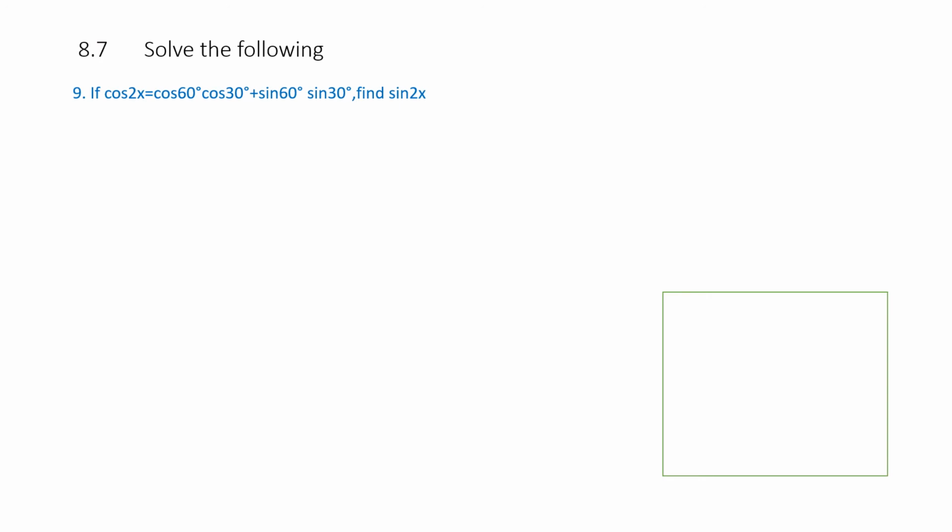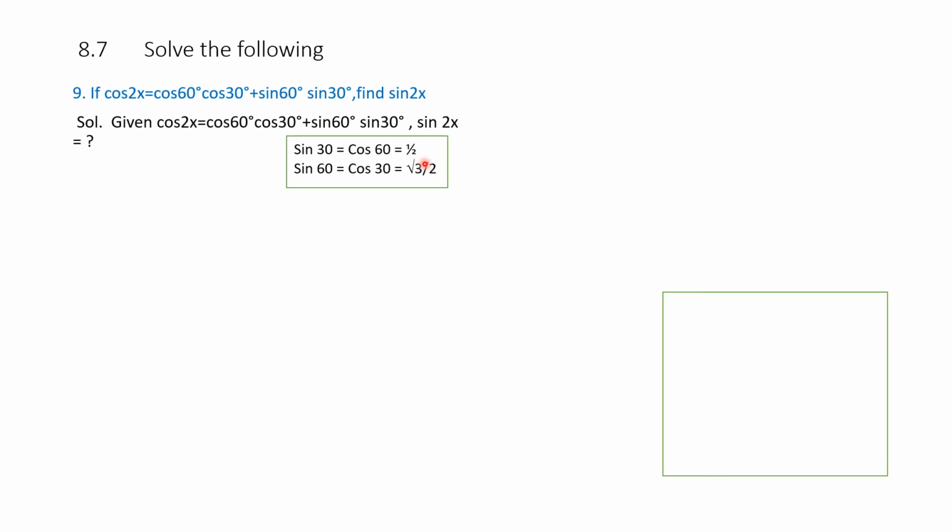If cos 2x is equal to cos 60 into cos 30 plus sin 60 into sin 30, find the value of sin 2x. So, he has given the ratio of cos 2x, we have to find out sin 2x. Let us do it. Given, you write down the equation as it is given, whatever you may get some marks. So, please write down what is given and what is to be found out. We have to find out sin 2x.